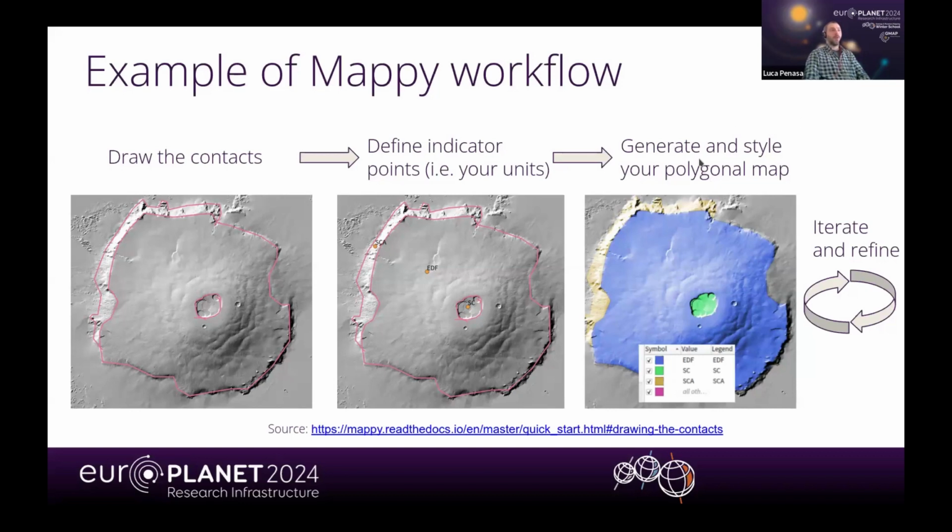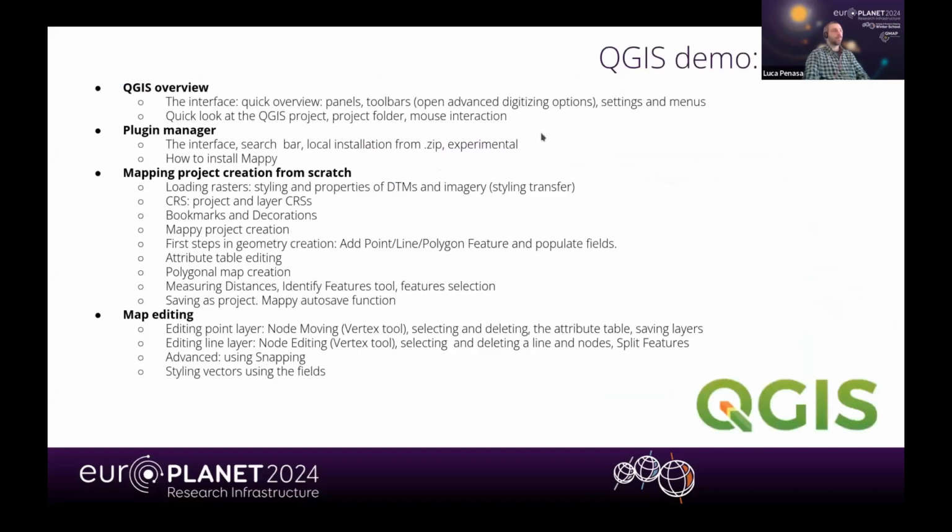And then basically we will use the mappy plugin we created to generate the final polygonal layer. Nice point is that you can go back anytime. You can go back to improve the contacts. You can change the point layer to change the final result, that is the polygonal layer.